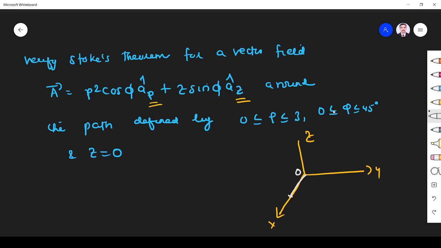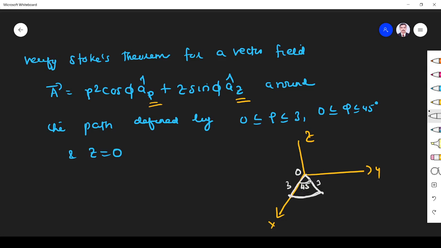And phi is 45 degrees, so we draw phi like this. Hope you know the cylindrical coordinate system. What they tell is z is 0. So phi is equal to 45 degrees, and here also it should be 3 only. It is 3, it is 3, so it is an arc like this. This is our path.